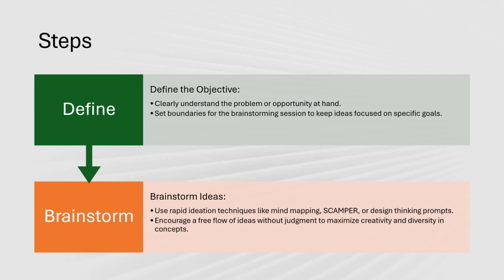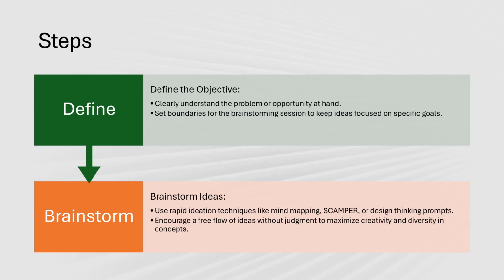First step is define. We need to clearly define the objective. One has to understand the problem or the opportunity which is prevailing at hand. And we need to set the boundaries for the brainstorming session to keep the ideas really focused. The goals are to be very specific, and hence the ideas are to be focused. It cannot be distracted. So, the first step, we need to clearly define the objective.